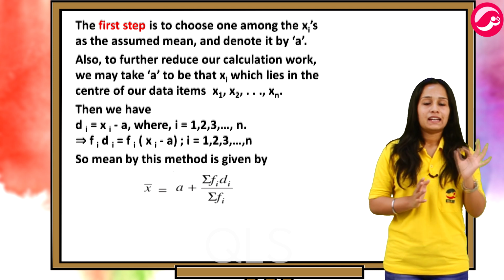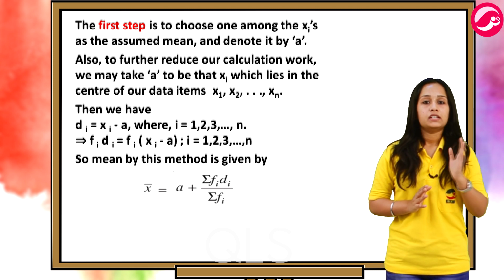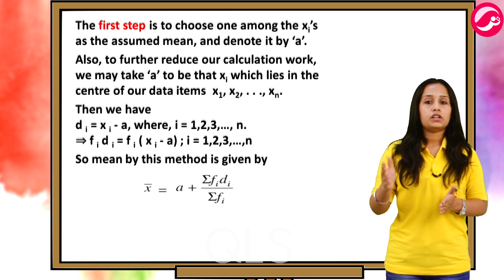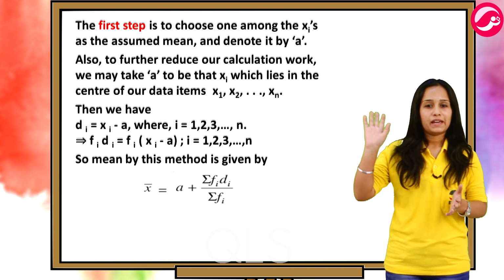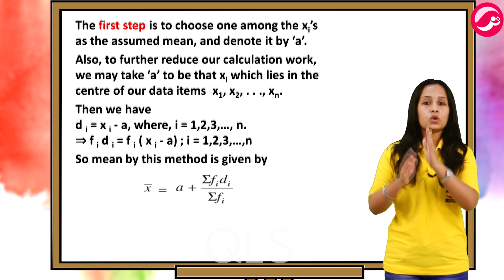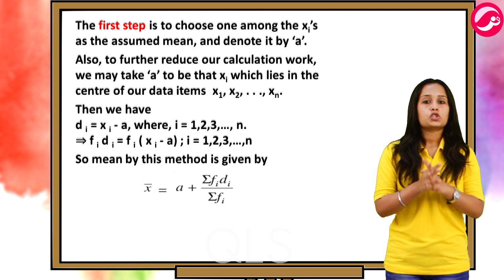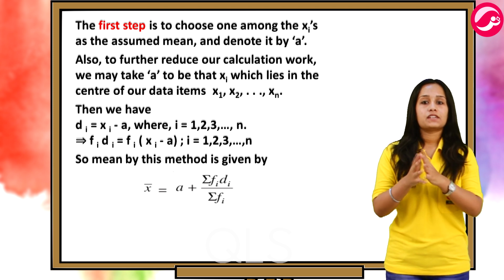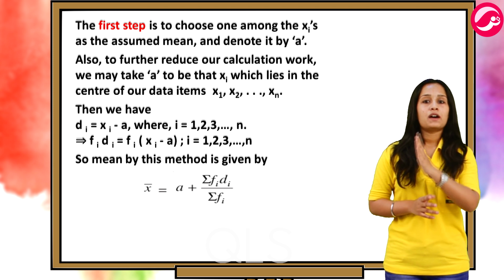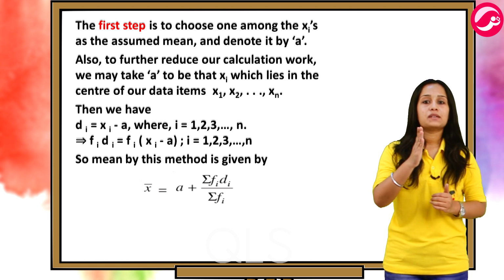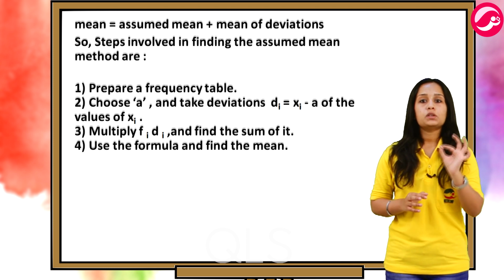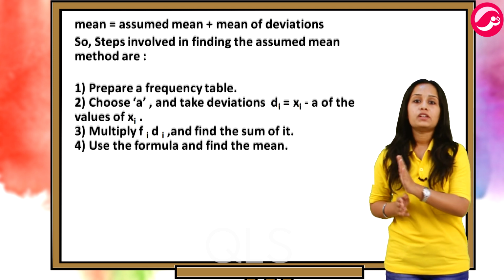Then we have di, that is the deviation, equal to xi minus a, where i will be equal to 1, 2, 3, 4, 5, 6 up to n, and fi di will be equal to fi into xi minus a. So by this method, mean is given by x bar is equal to a plus sigma of fi di divided by sigma of fi. That is, mean is equal to assumed mean plus mean of deviations.